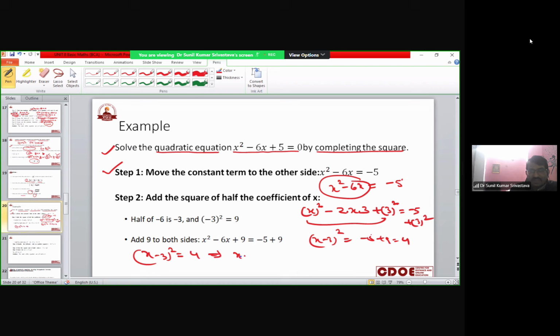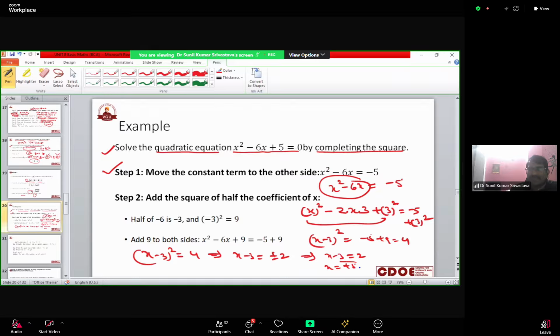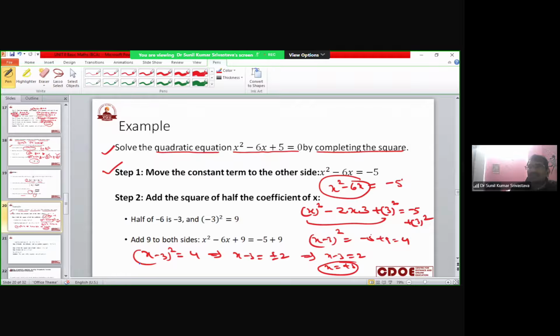It becomes x minus 3 is equal to plus minus 2. So taking the plus sign, x minus 3 is equal to plus 2, so x is equal to 5. And taking the minus sign, x minus 3 is equal to minus 2, so x is equal to 1. These two roots can be found by completing the square: x is equal to 1 and x is equal to 5.